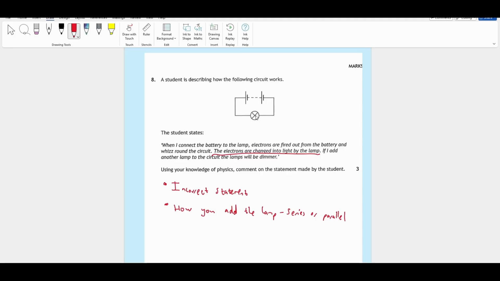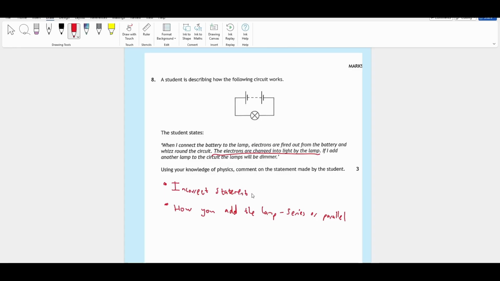The other thing that I could talk about is if I add another lamp to the circuit, the lamps will be dimmer. Well, this depends on how you add the lamp, because if you add the lamp in series, right next to each other, then the lamps will be dimmer because the voltage across each lamp will decrease as in a series circuit, voltage splits across the lamps. Now, if I add a lamp in parallel, the voltage of the lamps will be the same, and therefore the lamps will be the same brightness.